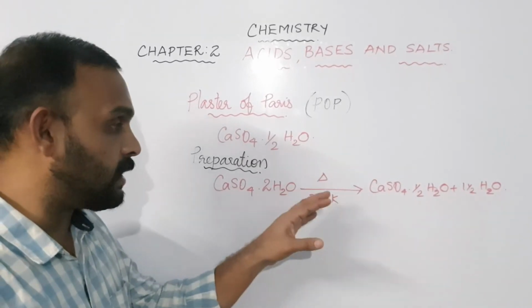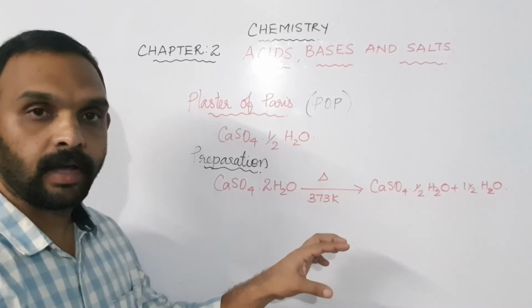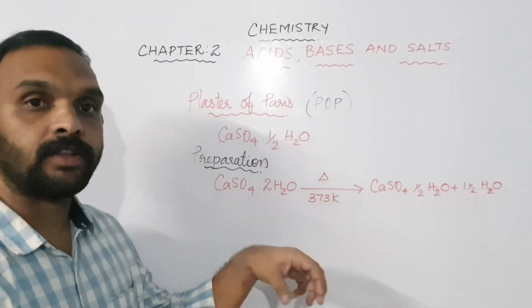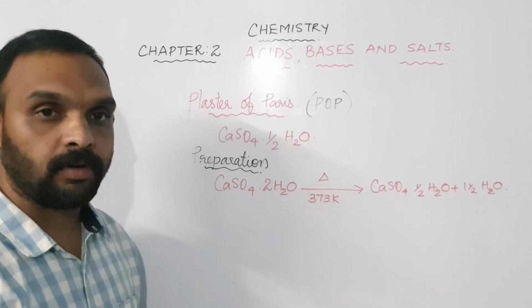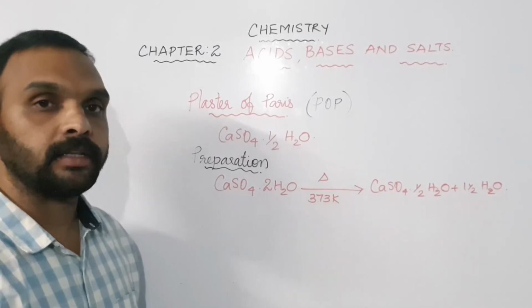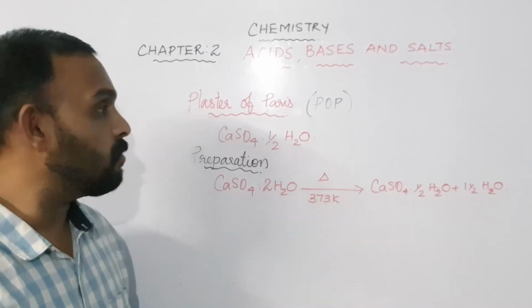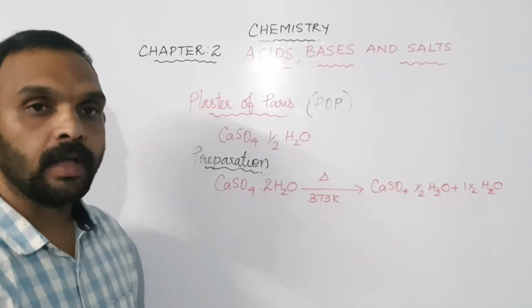Okay, and heating must be controlled, otherwise what will happen? It will change into another compound called dead burnt plaster. This does not have any of the properties of plaster of Paris. Clear? Now let's see its properties.